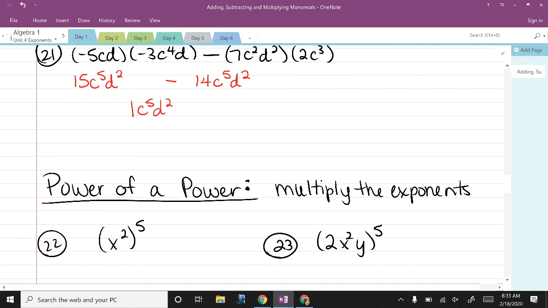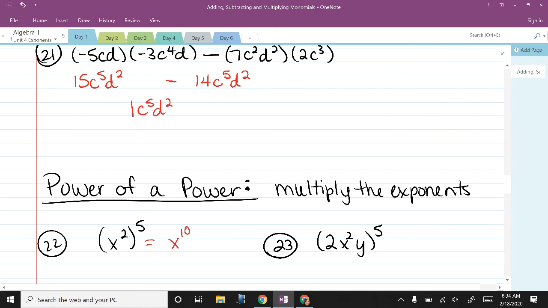All right. Power of a power. X squared to the 5th power. Y'all see that? X squared is a power. I raise it to another power. Y'all see that? What's the rule say to do? Multiply. What's 2 times 5? 10. So the answer is x to the 10th.